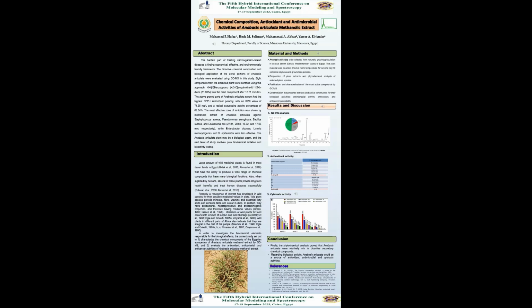Cytotoxic activity. The significant cytotoxic potential of Anabasis articulata having IC50 values of 62.35 micrograms per milliliter for HepG2 cell lines, 73.64 for MCF7 cell lines, 61.34 for PC3 cell lines, and greater than 100 micrograms per milliliter for normal cells. Conclusion. Finally, the phytochemical analysis proved that Anabasis articulata was relatively rich in bioactive secondary chemical compounds. Regarding biological activity, Anabasis articulata could be a source of antioxidant, antimicrobial and cytotoxic activities.